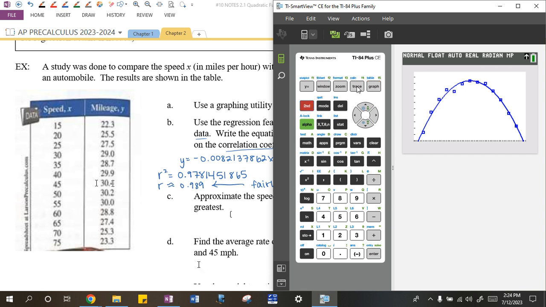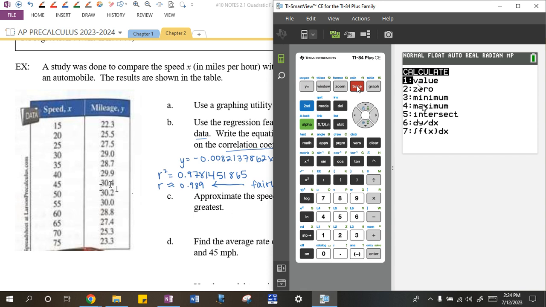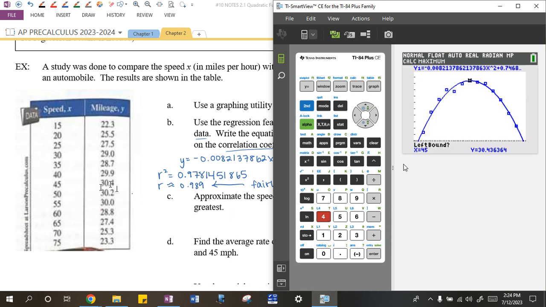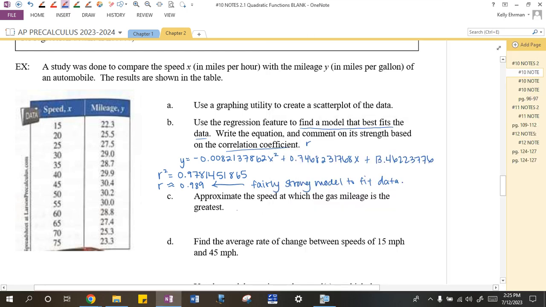But we're going to do second trace. We want to find a maximum. And see how you can see that you're on the model here because it says y1 equals. So remember how this works. You go a bit to the left of where you think the max is, press enter, a little bit to the right, press enter, have it guess. So like I said, it should be close to 45, but we're going to round to 3 places here, since it says approximate the speed. So the speed is about 45.462.